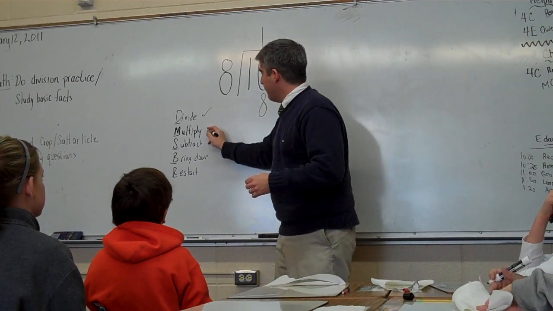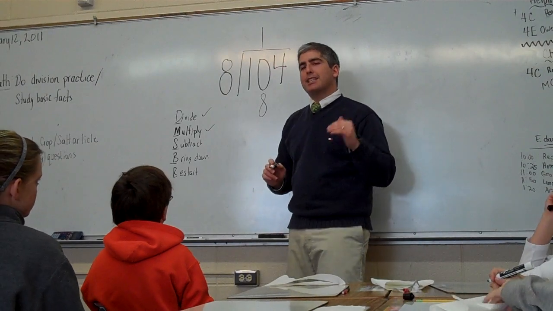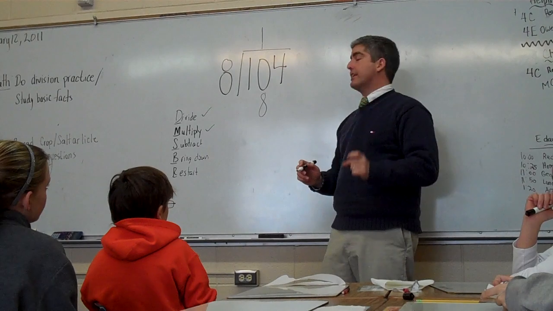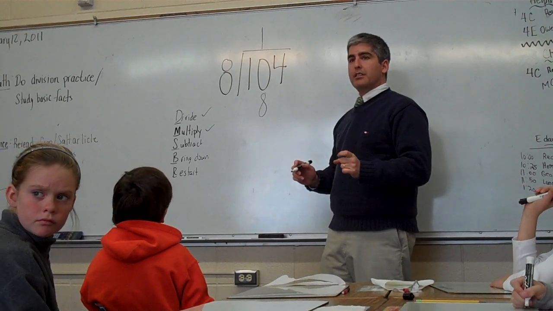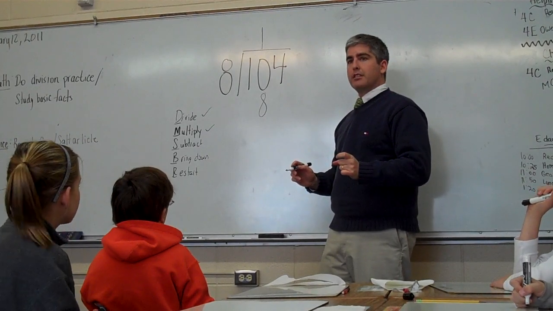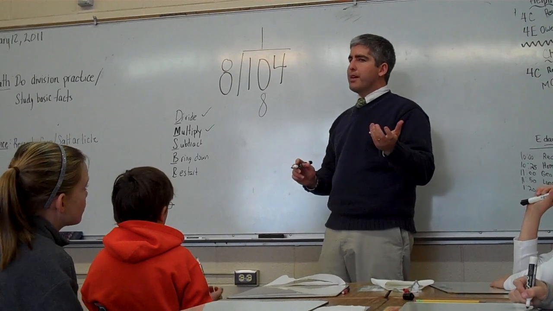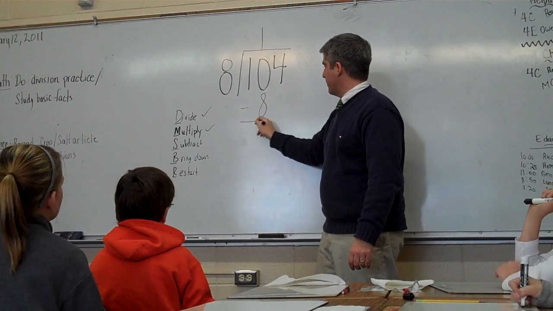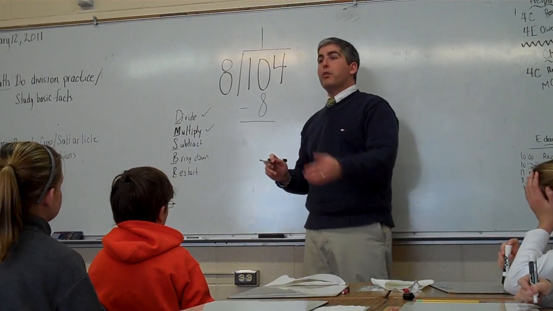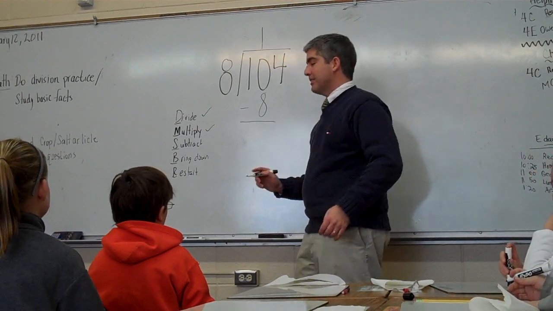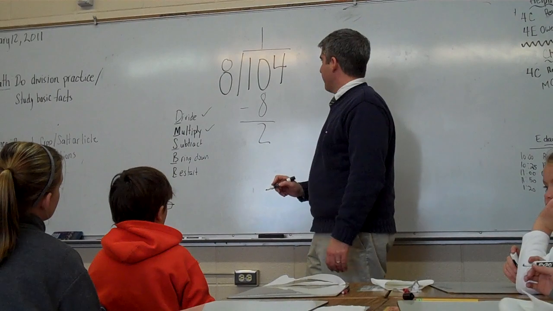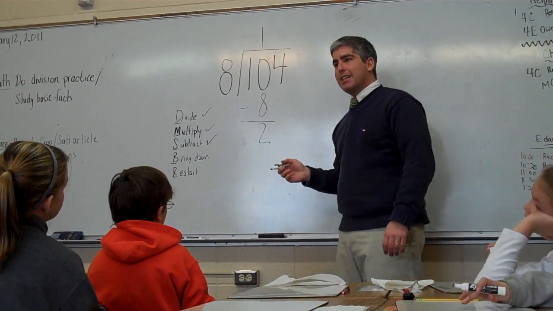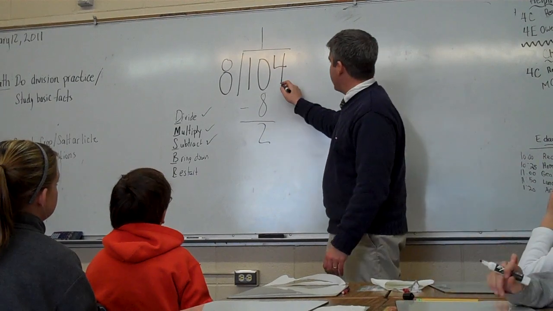Okay? So now I've multiplied. What's my next step? You subtract. And what am I going to subtract? Well, you can't do 0 minus 8. 10 minus 8. Very good. So I'm going to do 10 minus 8. What's 10 minus 8? 10 minus 8 equals 2. So now I've done my subtracting. What's the next step? You bring down. I bring down the 4.